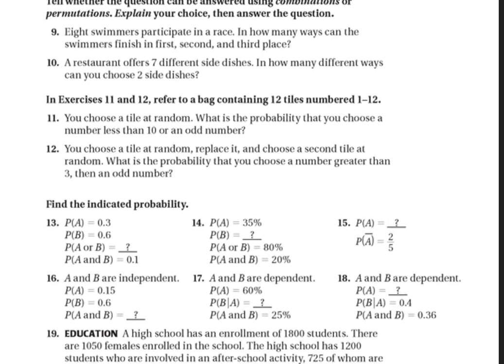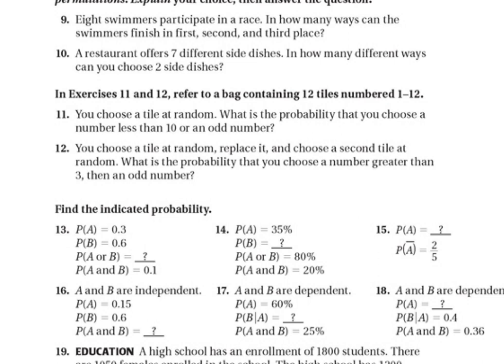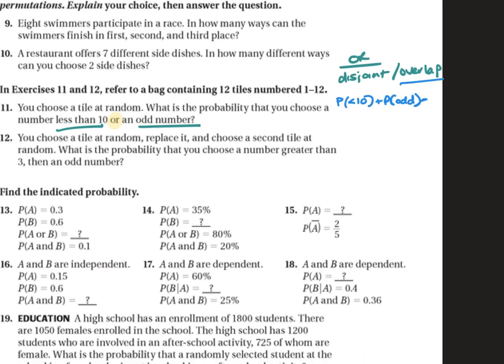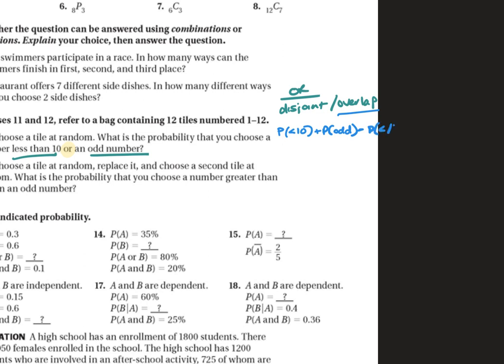Okay, so that's like 11. Number 11 says you choose a tile at random. What's the probability you choose a number less than 10 or odd? So when it's or, this is our addition, but with or, we have to check disjoint or overlapping. Overlapping means it can be both of the things. Disjoint means it can't. So when you're saying a number less than 10 and odd, is it possible for it to be both of those? So that's overlapping. With overlapping, we do the probability of the first, which would be less than 10 in this case, plus the probability of the second, which is odd, minus the probability of the overlap, so the probability of less than 10 and odd.